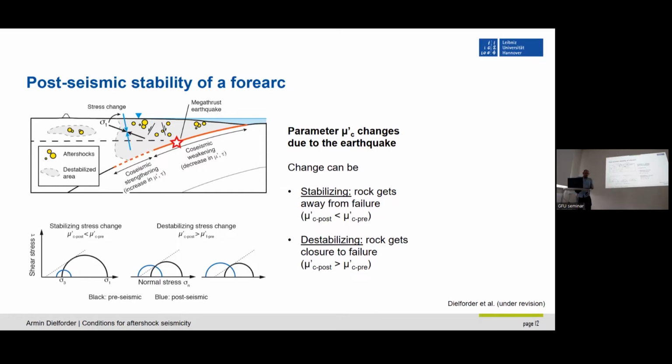And on the other hand, if this value μc is larger after the earthquake than it was before, then we destabilize the fault. And you will see in this case, we would even cut the failure envelope if the fault was critically stressed before. At this condition, the fault would be unstable and needs to deform to get back to a critical or stable state.